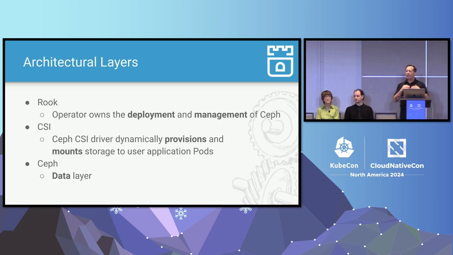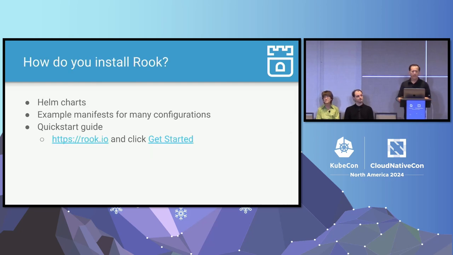So just to understand how the pieces are fitting together here. Rook, again, is the operator that really deploys and manages Ceph. Ceph, for those of you who know it well, is not known for its simple management. It is a rather complex storage system. So from the start, Rook's goal was to make Ceph as simple as possible. It may not be the simplest still, but we do our best, and we make it so you can deploy and have hope to manage Ceph. There's a CSI driver then that helps your applications provision and mount the storage into your application pods. But at the end of the day, the core data layer is Ceph, providing that direct storage at that layer.